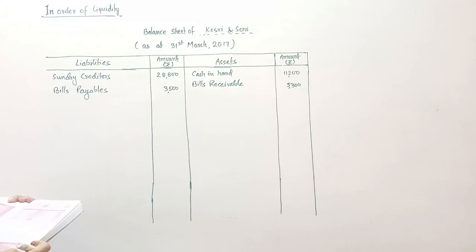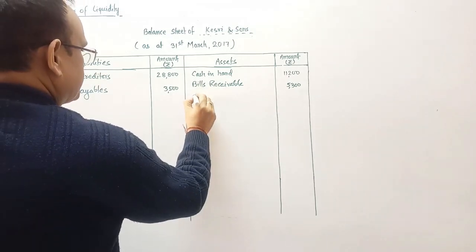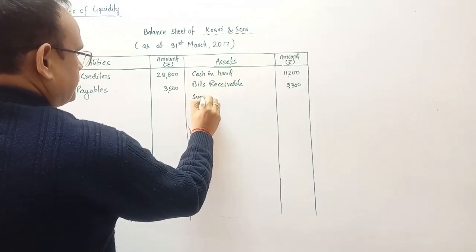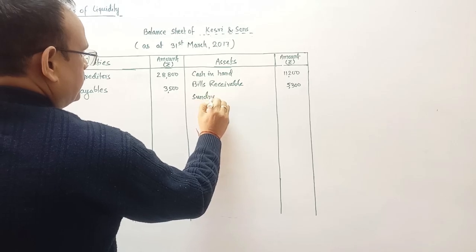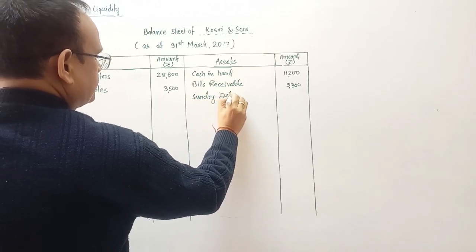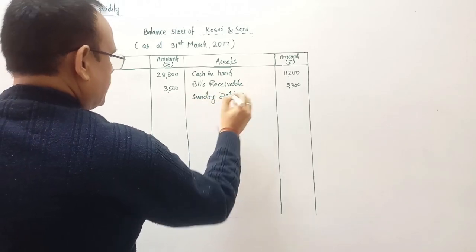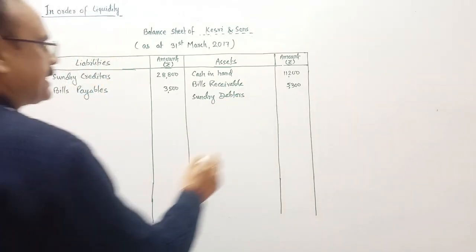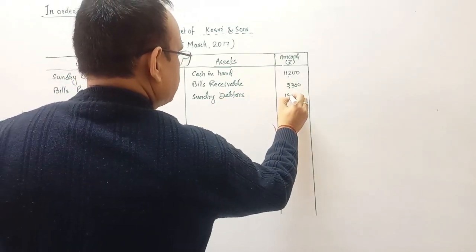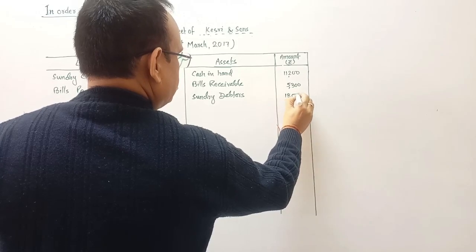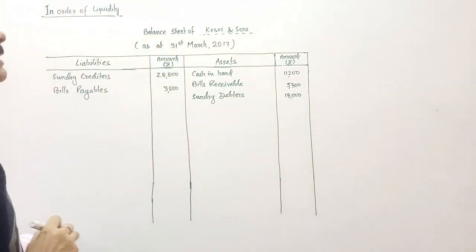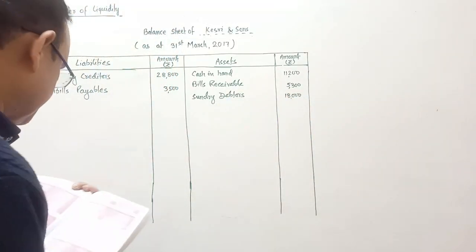Next item after bills receivable is sundry debtors. Sundry debtors is a current asset. So we'll write the sundry debtors, that is 18,000. You write it at the asset side, it's a current asset, sundry debtors.